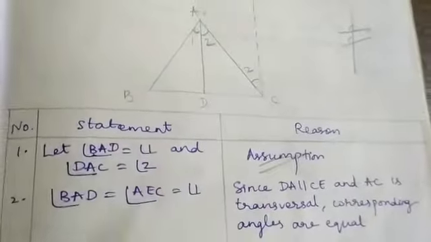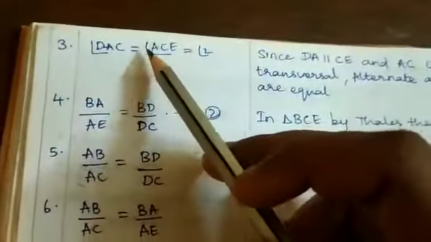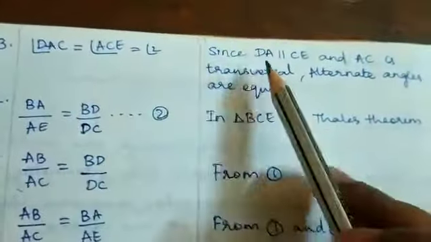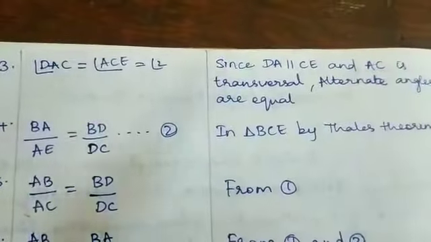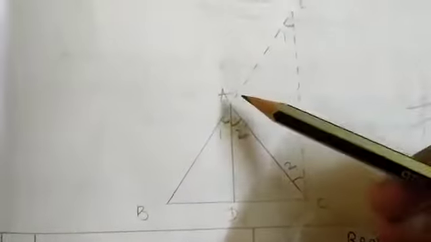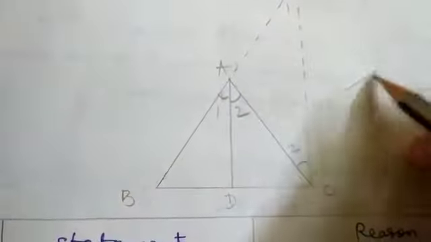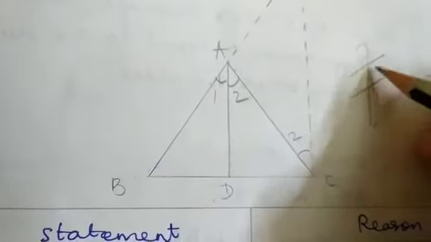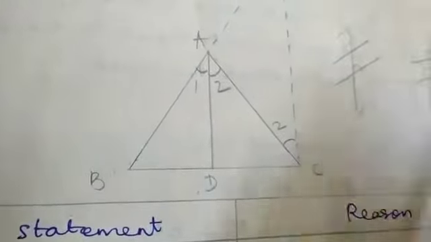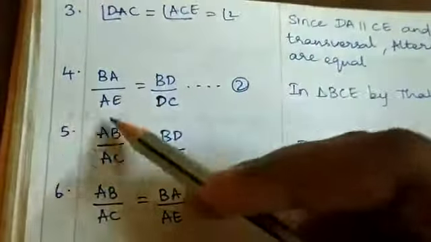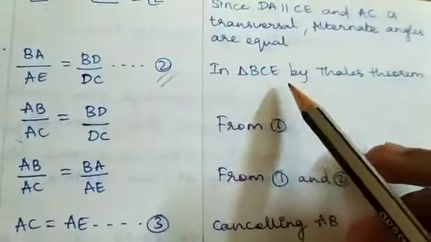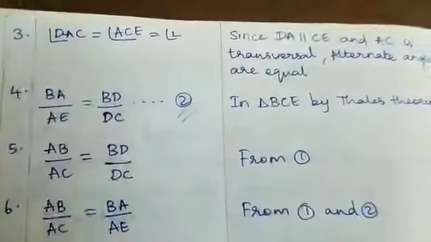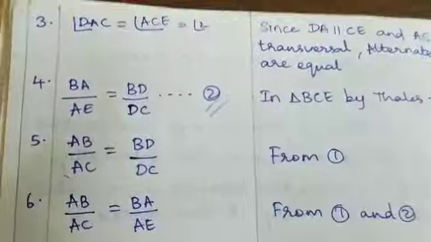So next is angle DAC equal to angle ACE equal to 2, since DA parallel to CE and AC is a transversal, alternate angles are equal. So you can see DAC equal to ACE. Then BA by AE equal to BD by DC. This is our second equation, in triangle BCE by Thales theorem.